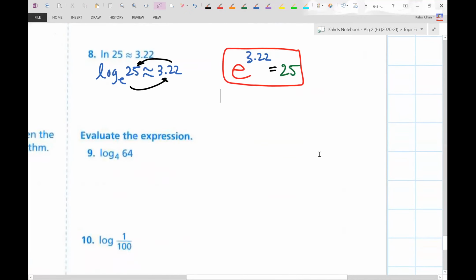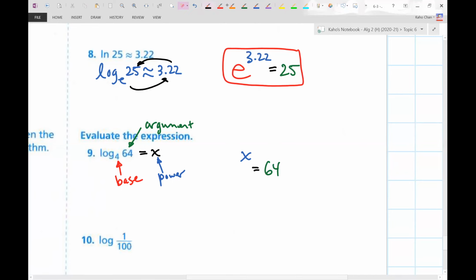Number 9, evaluate each expression. Log base 4 of 64 equals, let's set it equal to x, okay? We're actually creating the actual formula, just like number 7 and 8. We're now going to convert to the other form. Our base, of course, is 4. The power's on the other side. And of course we have the argument. Okay, so 4 to the power of x equals 64. Yay. Pretty easy? Yeah, it's pretty easy. You got this.